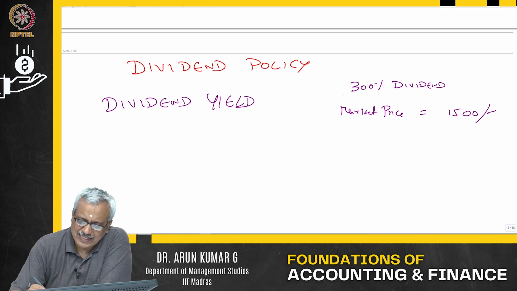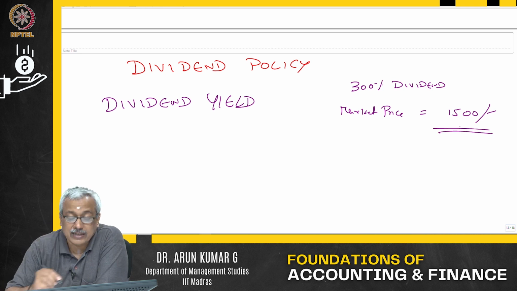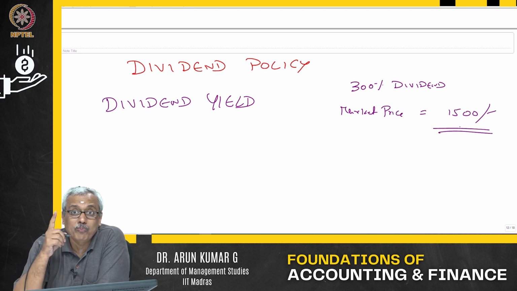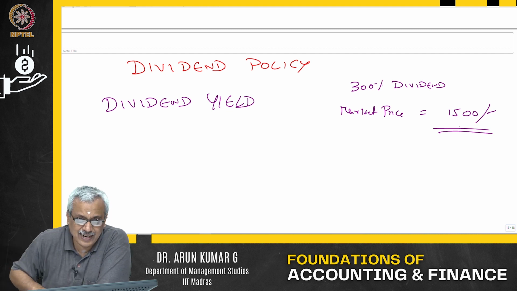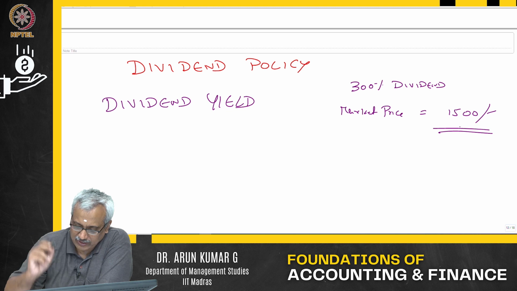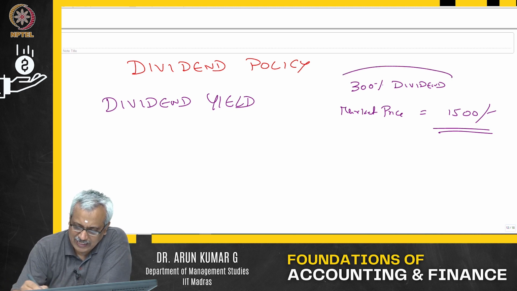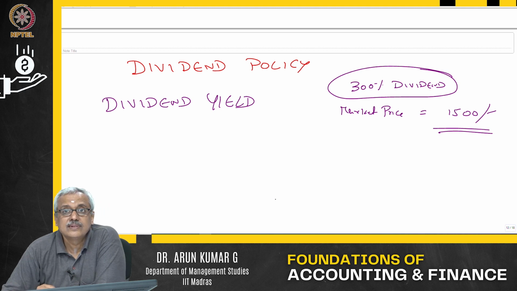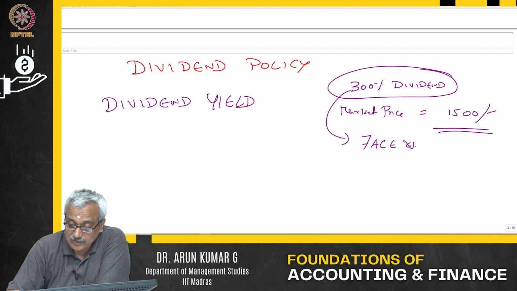The company says, and you buy the share at 1500 in the market. Please note, I sell it at 1500, you buy it at 1500 in the market. Once you buy it, the company declares a 300% dividend. Now 300% of what? That is what is interesting. 300% of the face value of the share.